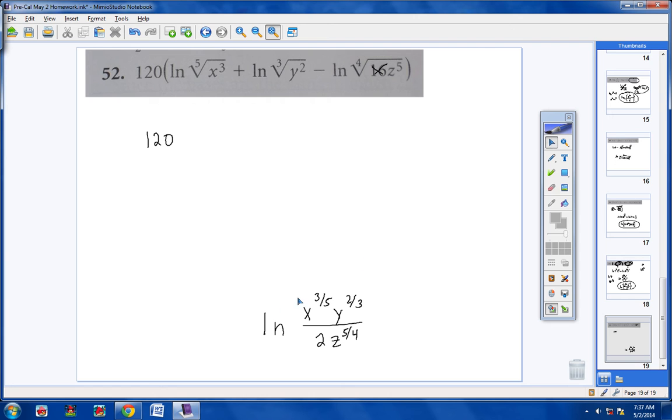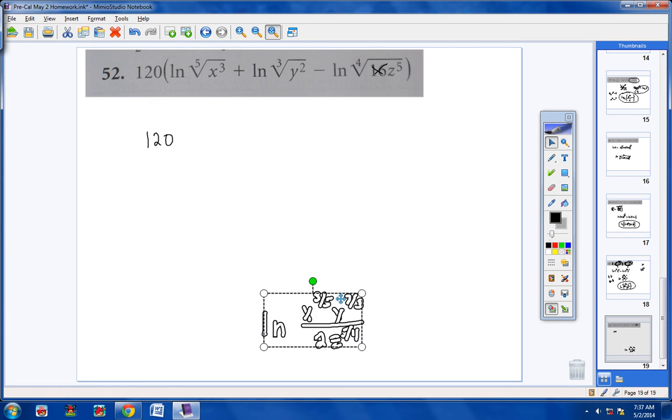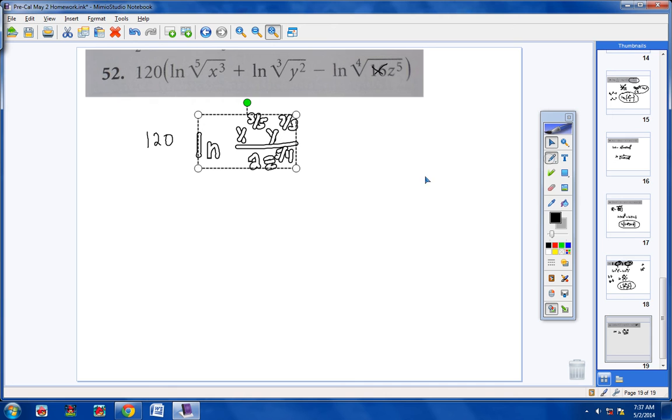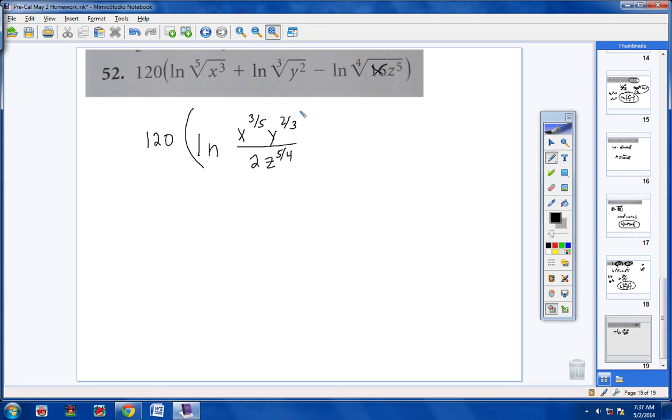I'm going to bring this back up, and now what I have is all of this still in parentheses with a 120 on the outside. So you know what we're going to do? We're going to multiply 120 times this logarithm. Now when I do that, I'm going to have the 120 right next to the logarithm. You do not multiply the 120 times the argument, it goes right here. And then of course you should know by now that when you have 120 out front, that really becomes a power for your entire argument. So I move it right here.